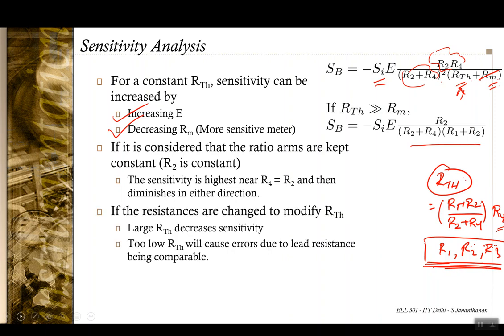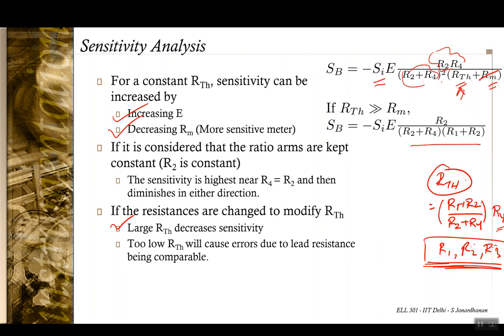Now, if the resistances are modified so that RTH is increased or decreased. If you increase RTH, if you use larger values of resistances, the sensitivity will decrease. So large RTH will decrease sensitivity, and smaller RTH is going to increase sensitivity.